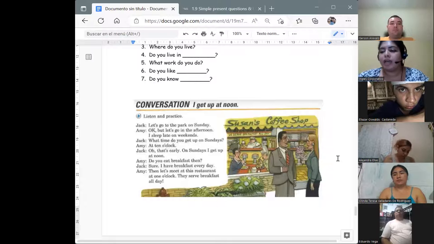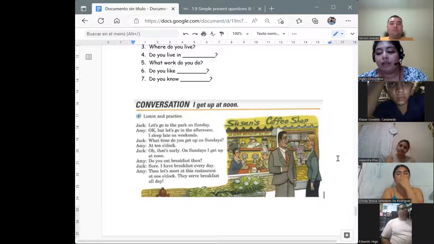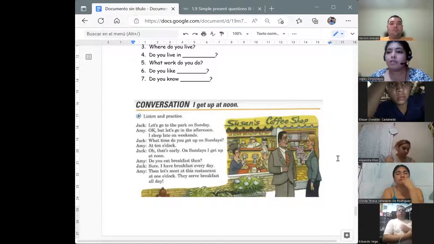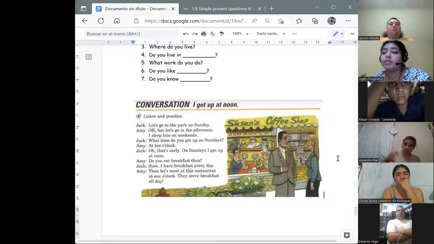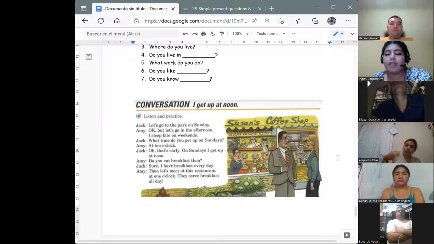So, in this case, they are talking about daily routines of the weekends. Están hablando de las rutinas que tienen los fines de semana. They say that they wake up late on Sundays. Ellos se levantan tarde los domingos. I mean, it's something that we want to do on weekends because we have a lot of work to do during the week. But in the case of those people that are working on weekends, it is not possible. But it is like a dream.